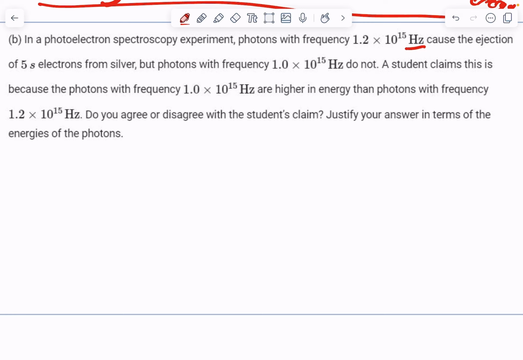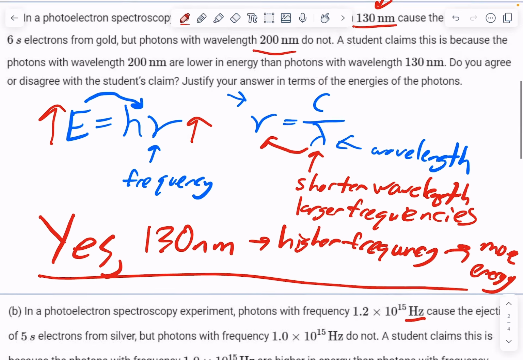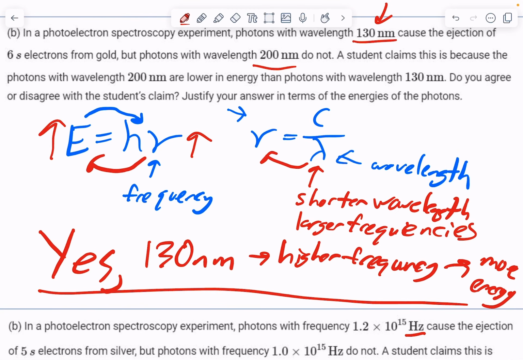We're going to justify it the exact same way. And in this case, I'm going to disagree. I know that this student is incorrect. They have their idea backwards. Because 1.0 times 10 to the 15th hertz is actually a lower frequency than 1.2 times 10 to the 15th, and frequency is directly related to energy.